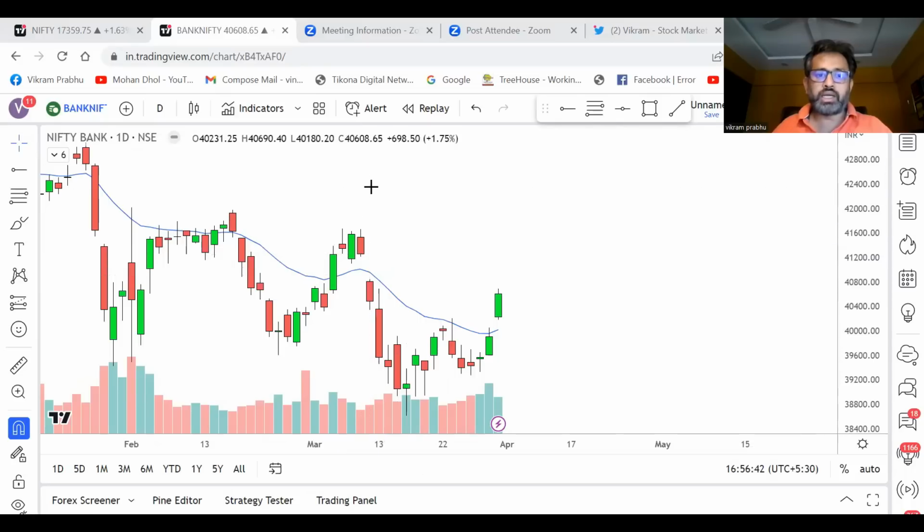9th March, after market closed here, after Bank Nifty closed here, on 10th March Bank Nifty opened gap down and made a big bearish candle. After that, there was a series of red candles, and this gap that you see never got filled. All right, the gap that you are seeing here never got filled. And in technical analysis, they say that markets don't like gaps.